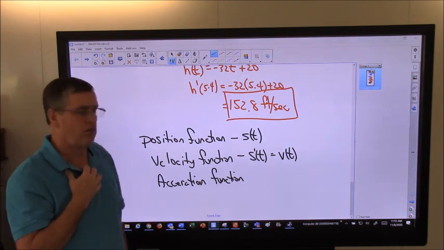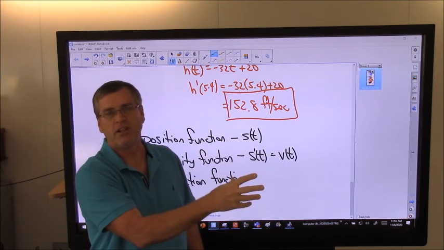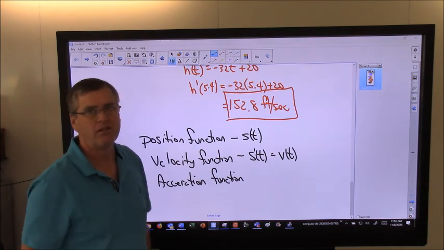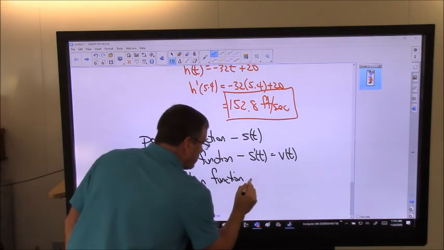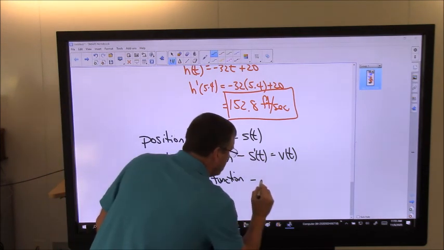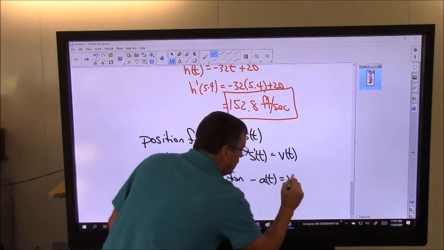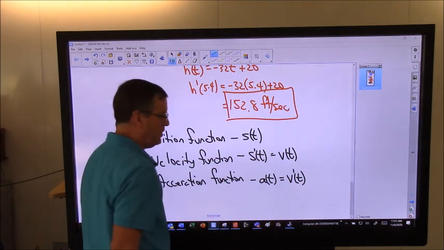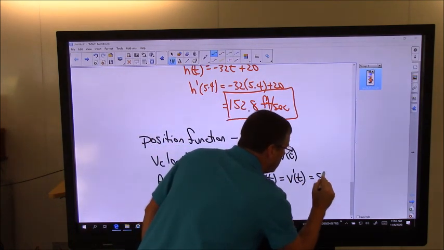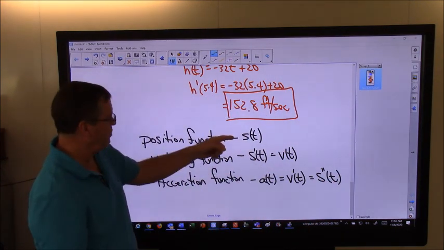Well, you can have an acceleration function for a car, or a baseball that's thrown, or a golf ball that's hit. It's accelerating the moment it's hit at a certain speed. Okay? And your acceleration function is the derivative of the velocity function. So a of t equals the derivative of velocity, or, okay, here's something new, the second derivative of your position function.